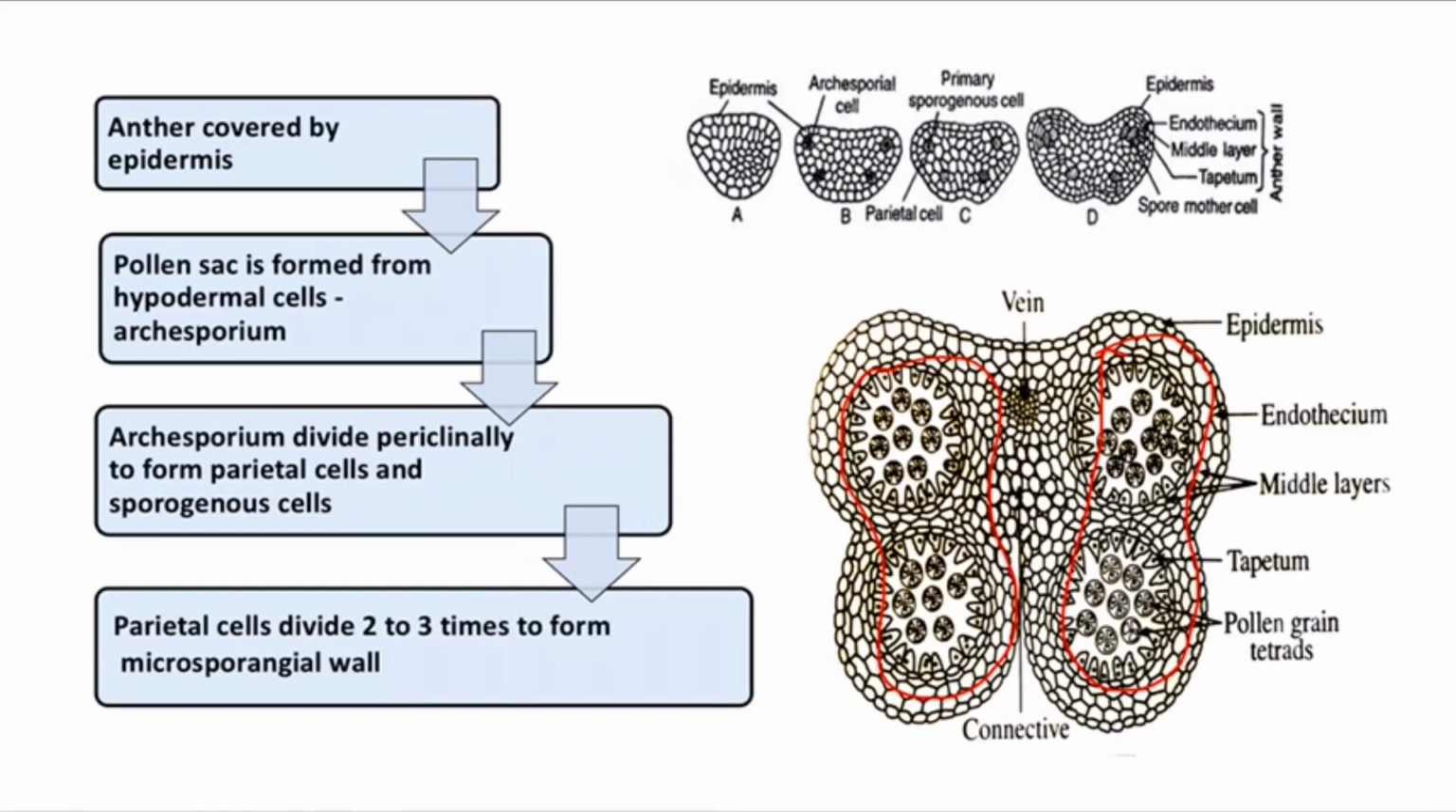Fine. So this was all about the structure of anther and how it is going to lead to the formation of microsporangial wall and sporogenous cells, right, which is important for the structure of microsporangia and for the events known as microsporogenesis.